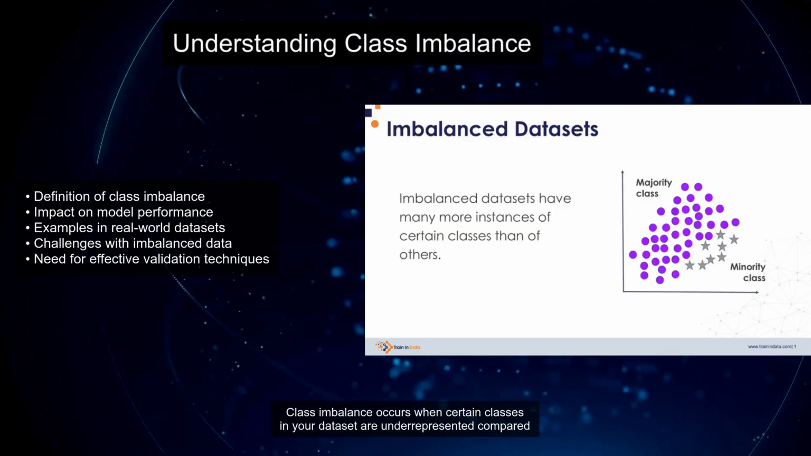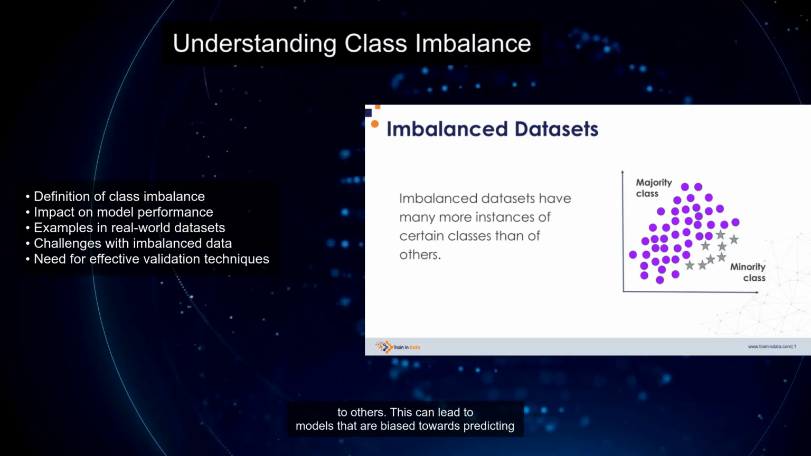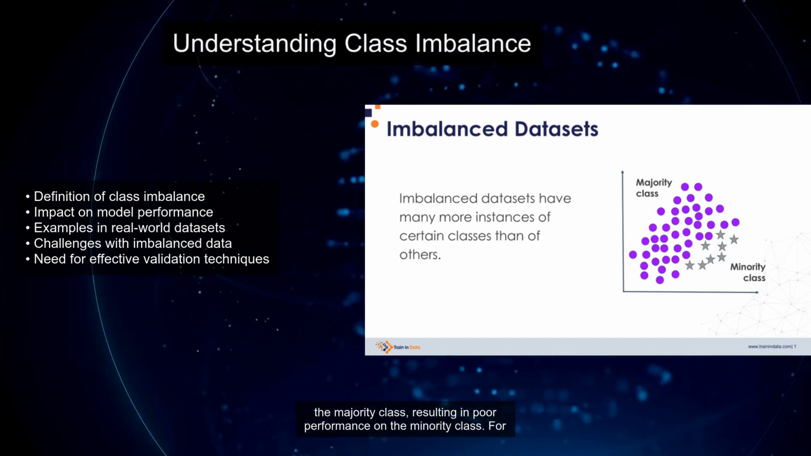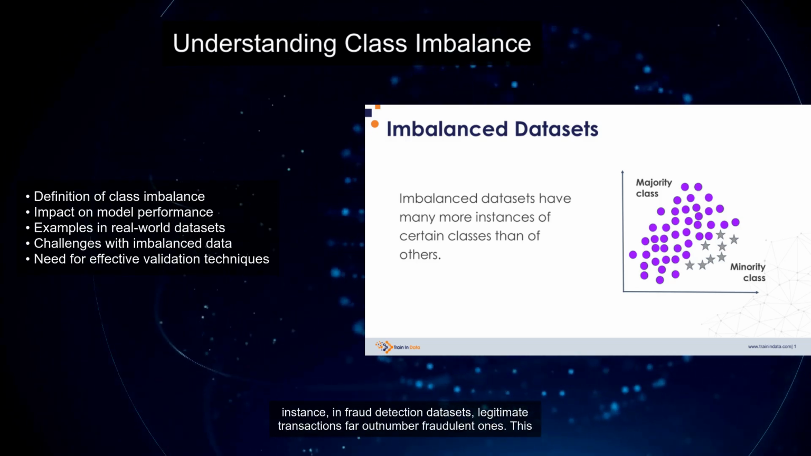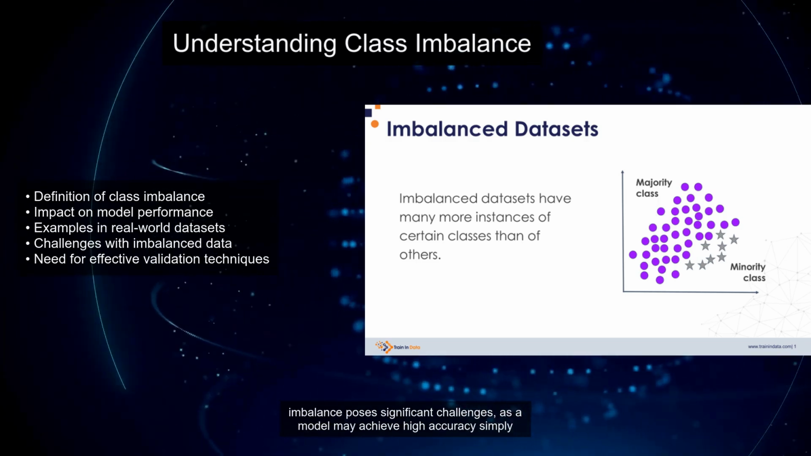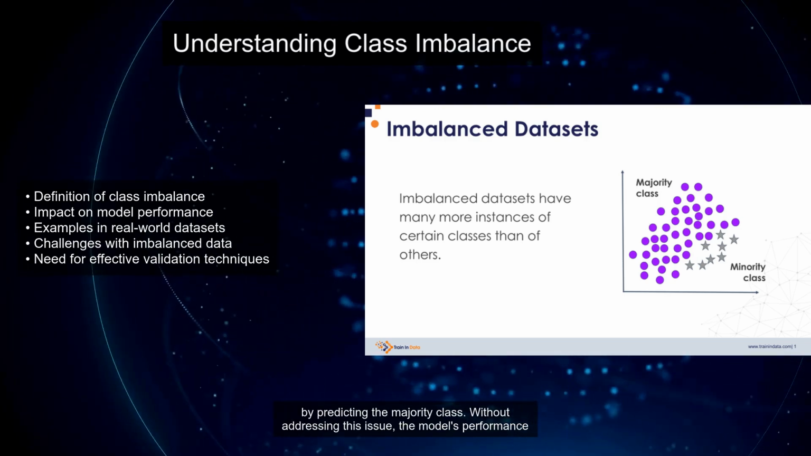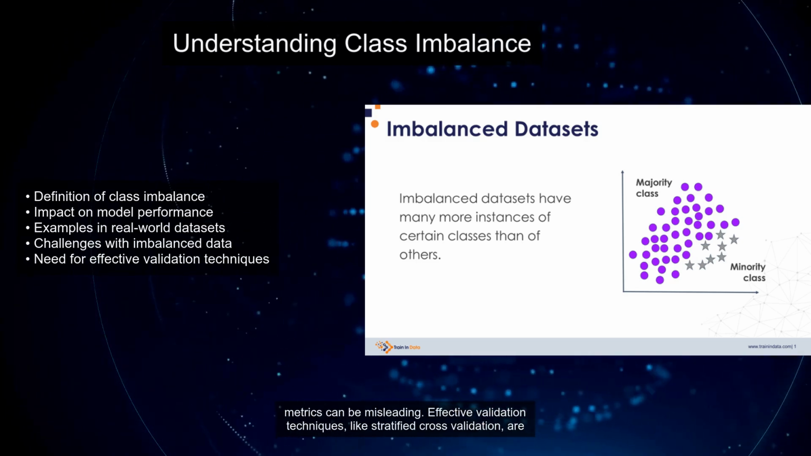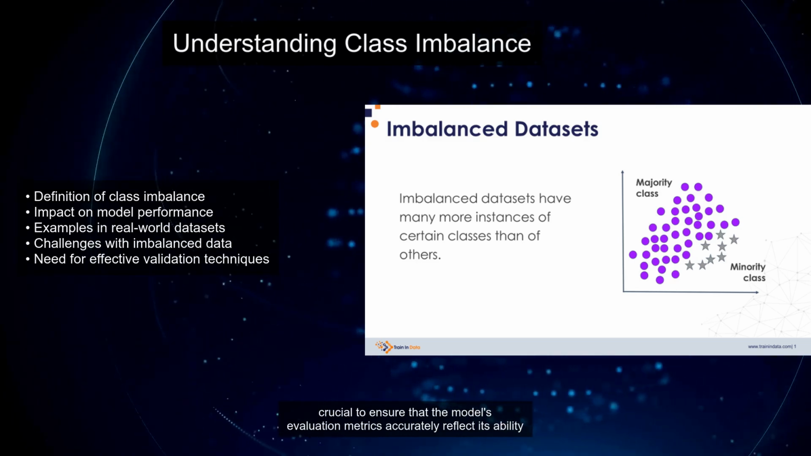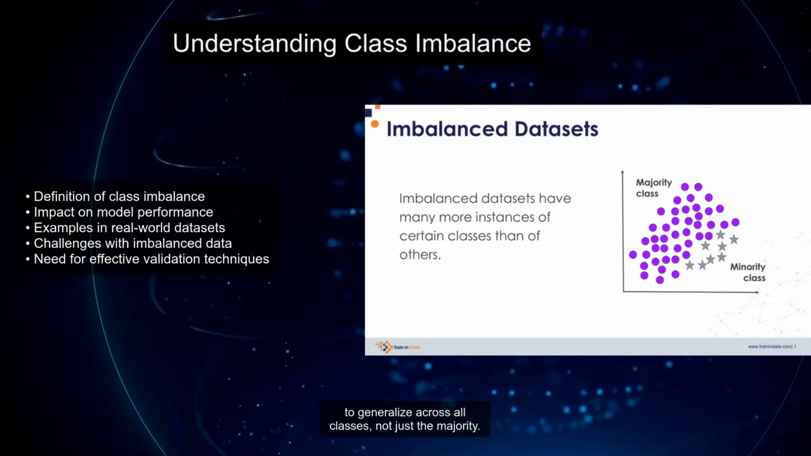Class imbalance occurs when certain classes in your dataset are underrepresented compared to others. This can lead to models that are biased towards predicting the majority class, resulting in poor performance on the minority class. For instance, in fraud detection datasets, legitimate transactions far outnumber fraudulent ones. This imbalance poses significant challenges, as a model may achieve high accuracy simply by predicting the majority class. Without addressing this issue, the model's performance metrics can be misleading. Effective validation techniques, like stratified cross validation, are crucial to ensure that the model's evaluation metrics accurately reflect its ability to generalize across all classes, not just the majority.